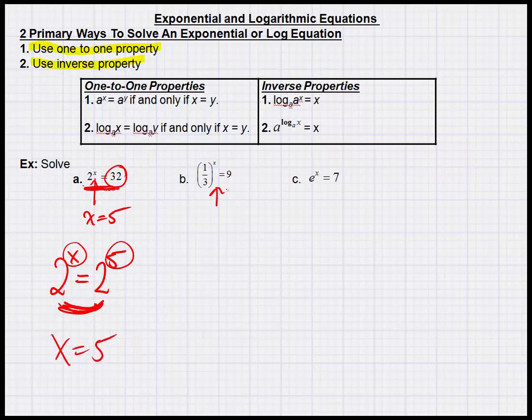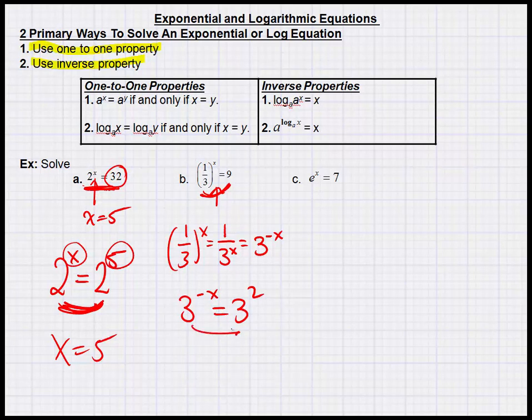Let's do the same thing here for this one. 1/3 to the x equals 9. Again, I can use the one-to-one property here. If I can somehow make the base on each side be the same, I could set their exponents equal. So I could write 1/3 to the x as 3 to the negative x. Then 9 we know we can write as 3 squared. So what I get is 3 to the negative x equals 3 squared. The bases are the same, so the exponents, negative x has to equal 2, so x equals negative 2.